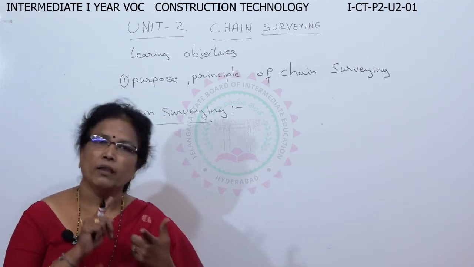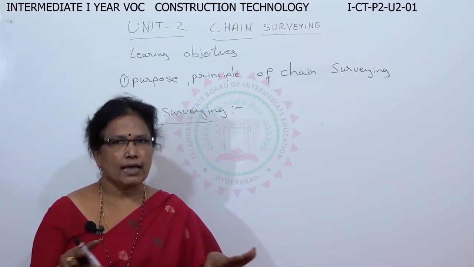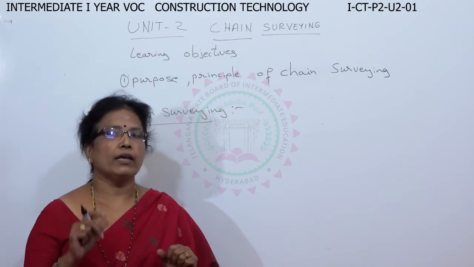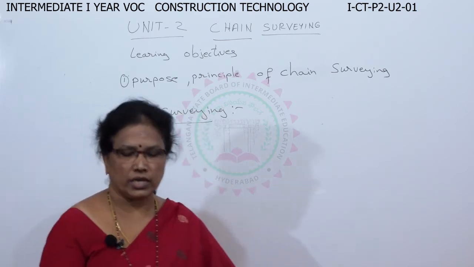What are those three? Where the area is small, where the area is plain, and where large scale mapping is required. There we are going to use chain survey.